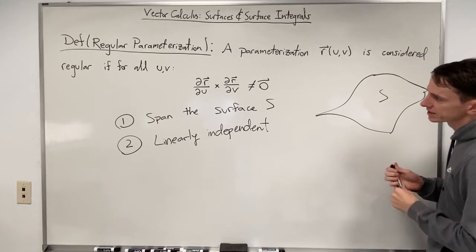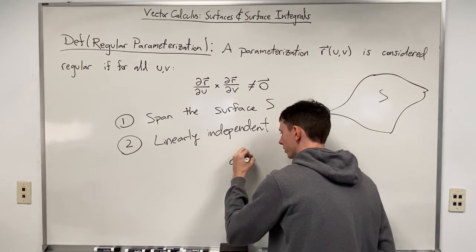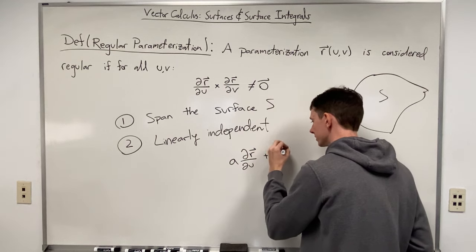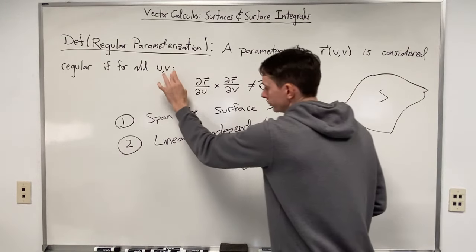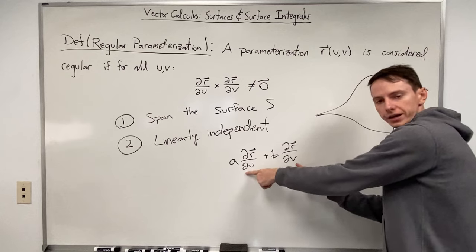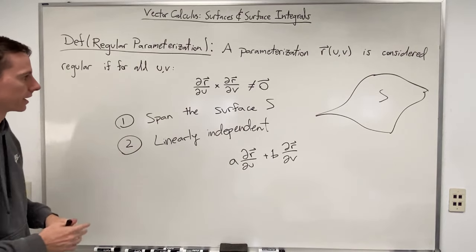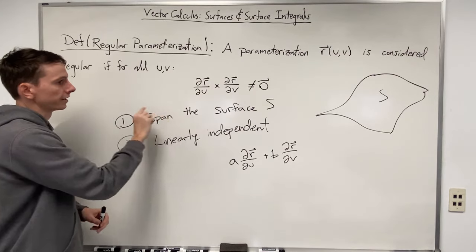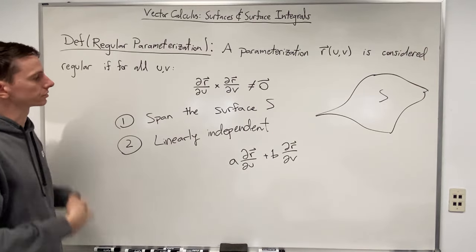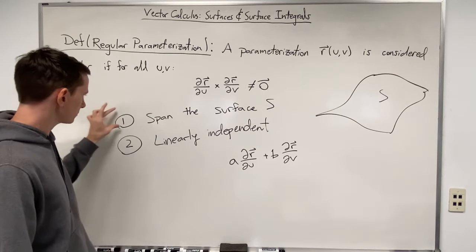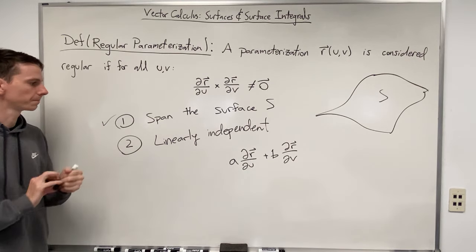In other words, if you were to take any linear combination, maybe like A times partial R partial U plus B times partial R partial V, because R itself is defined for all values of U and V, then any linear combination of these two vectors could reach anywhere on this surface. That is just another way of saying that the span of these two vectors spans the entire surface S. So it's this ending part of the definition that guarantees that the two vectors in question span the surface. So we can put a little check mark on this first one, okay?